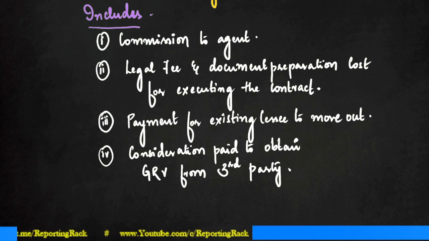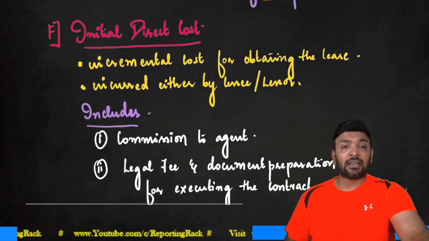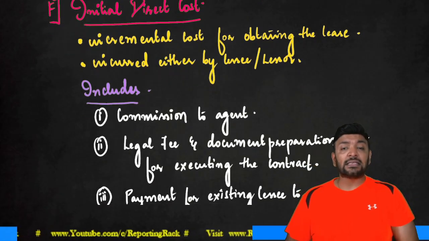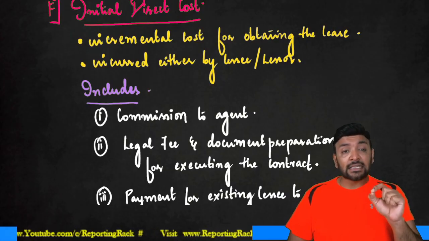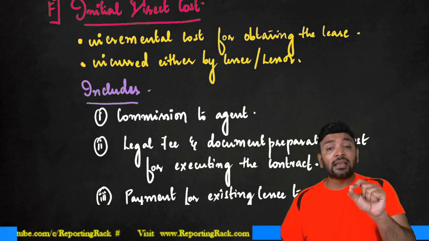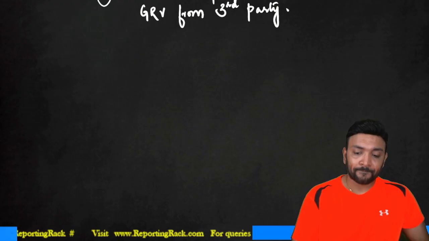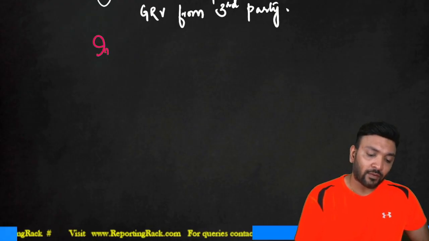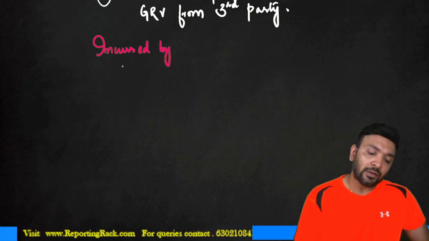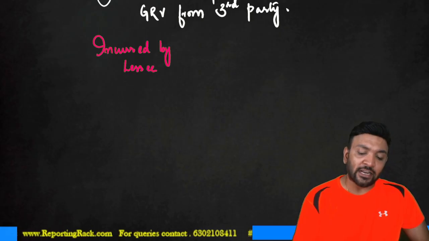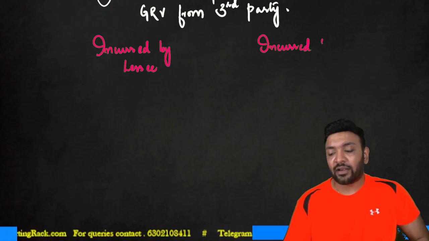Yes guys, I hope you got it. So these are incremental costs which are incurred for obtaining the lease. They can either be incurred by the lessee or the lessor. If the lessee incurs it, then what should be the treatment? The lessor incurs it, then what should be the treatment? If it is incurred by lessee, then what should be the treatment? If it is incurred by lessor, what is the treatment?